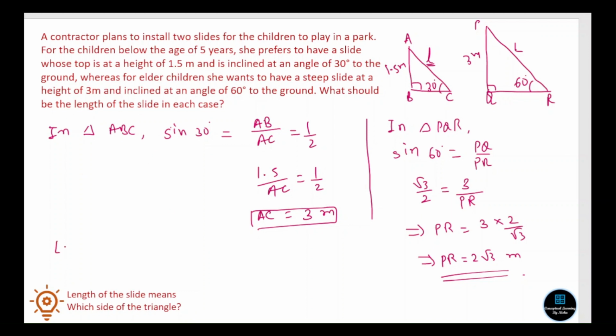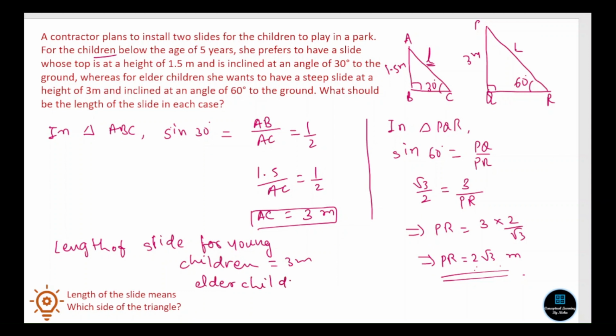The length of the smaller slide, which is for young children, is equal to 3 meter, and the one for the elder children is 2 square root 3 meter. All right, perfect.